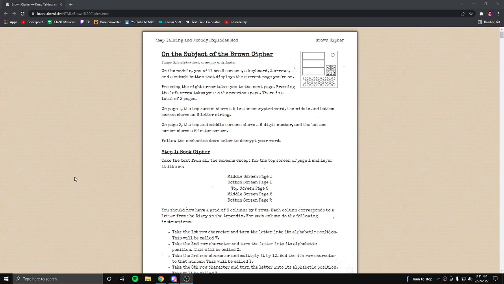Keep Talking and Nobody Explodes mod. Brown Cipher. On the subject of the Brown Cipher, I hope this cipher isn't as crappy as it looks.